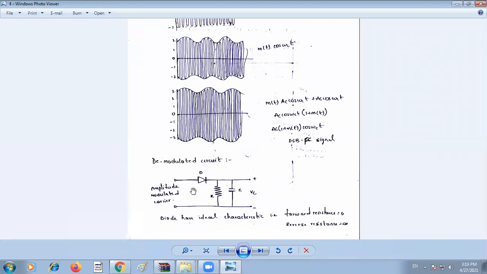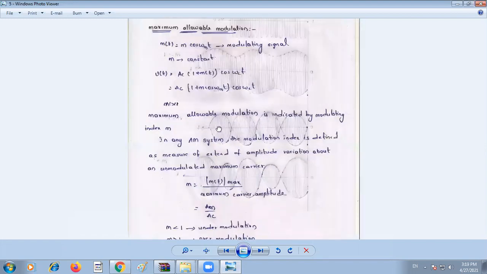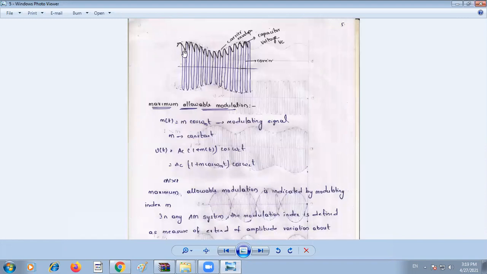When this envelope is applied to the diode, it allows only the positive peaks. Here you can observe that when the positive peak is there, the diode allows it. When the diode allows, the capacitor is going to be charged. When the negative peak comes, the diode is off and the capacitor is going to be discharged. Again, the next positive peak comes, the diode allows it and the capacitor is charged. When the negative peak comes, the capacitor is discharged.